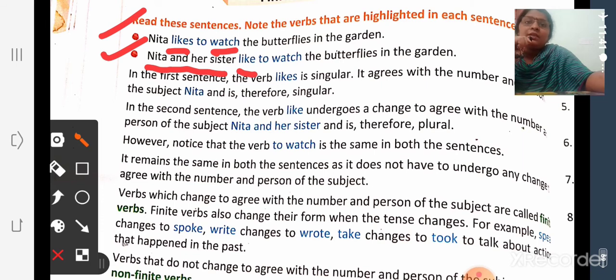So, finite and non-finite verbs. If a verb changes according to the subject or tense or number, it is called a finite verb. And if they don't have any agreement, that is a non-finite verb. If the verb doesn't have any agreement with the subject, it doesn't change as per the subject, person or number, it is called a non-finite verb.